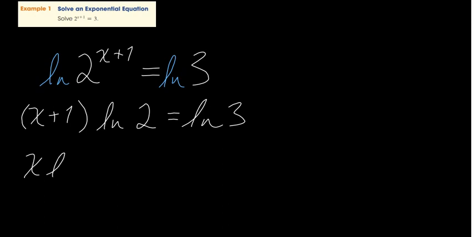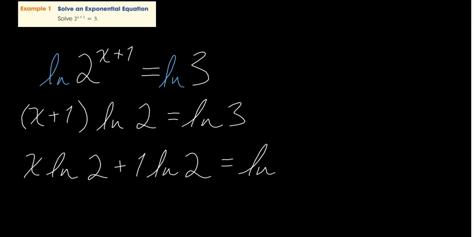So we're going to have x natural log of 2 plus 1 times natural log of 2, which is just going to be natural log of 2. We're going to keep that there for right now. And that's going to be equal to the natural log of 3. Okay, and then from here we're going to isolate the x, exactly like you might think we would. So let's go ahead and put this on the next page.